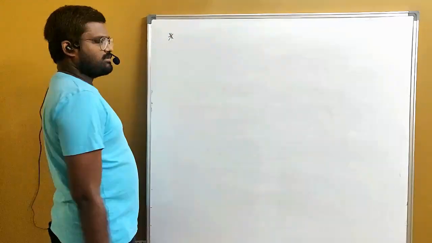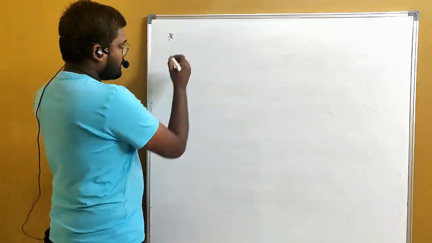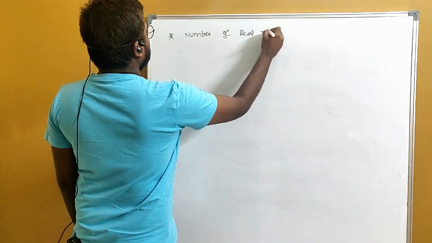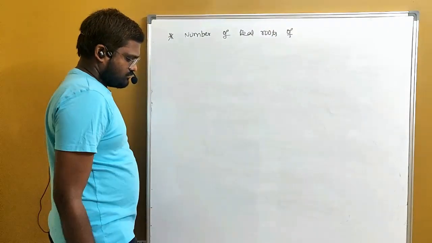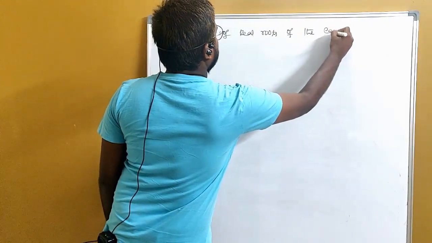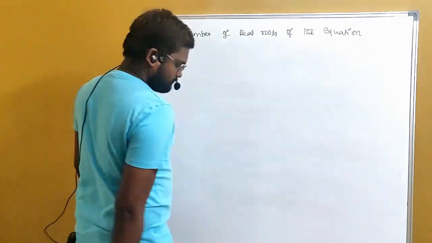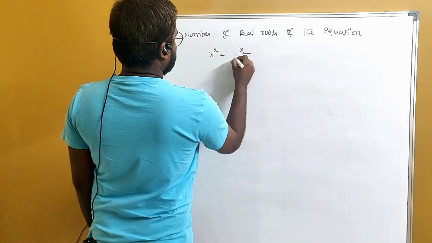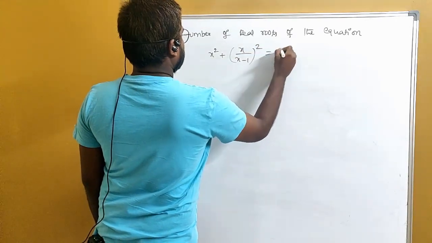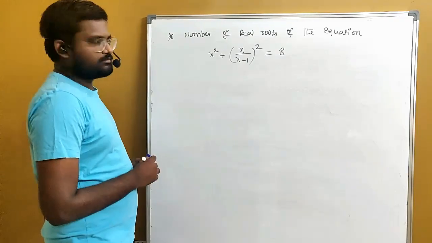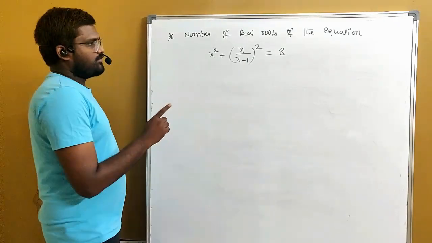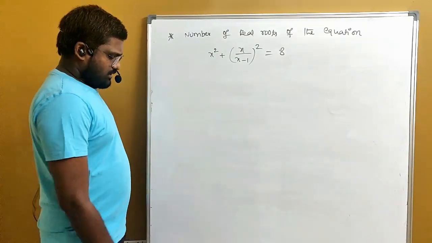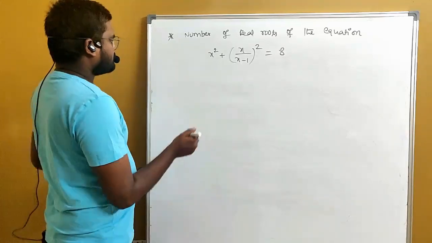One question of that type, a very simple question. Number of real roots of the equation (x square plus x) by (x minus 1) whole square equal to 8. So this is the question. Number of real roots of the equation (x square plus x) by (x minus 1) whole square equals 8. Now options are 1, 2, 3, 4.